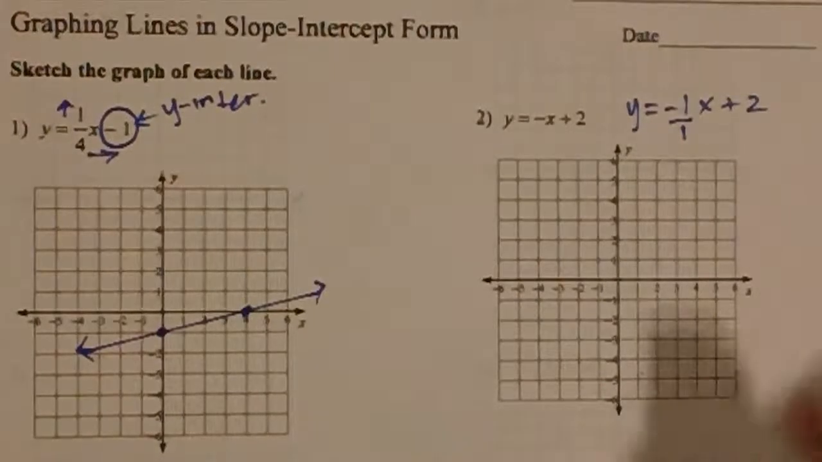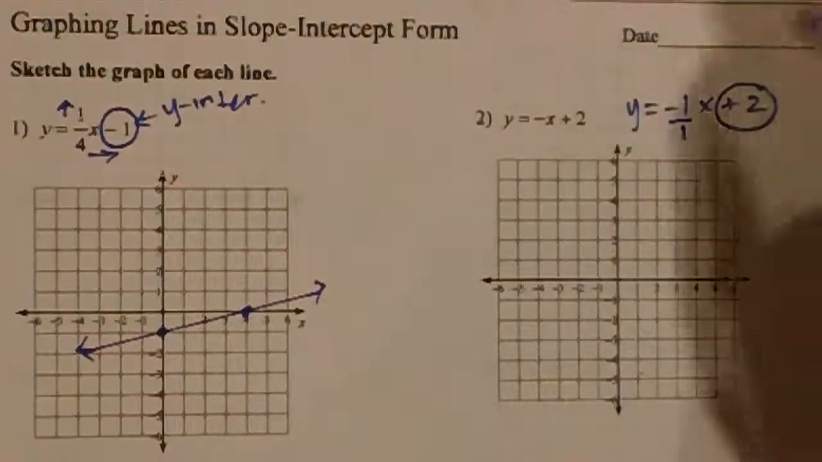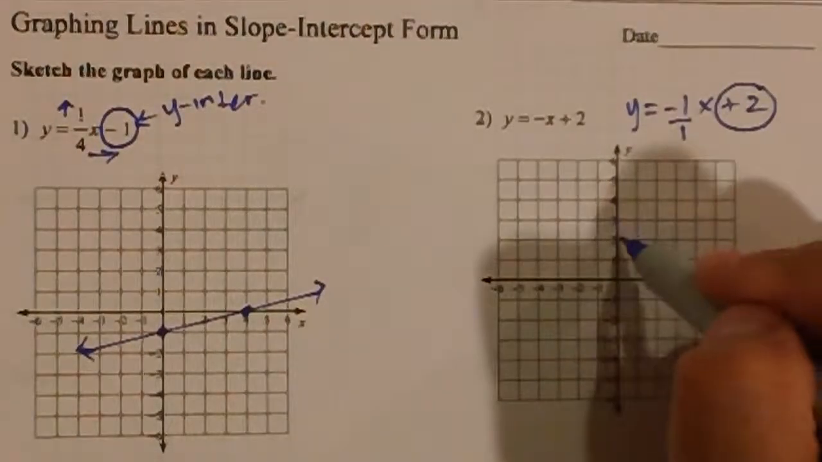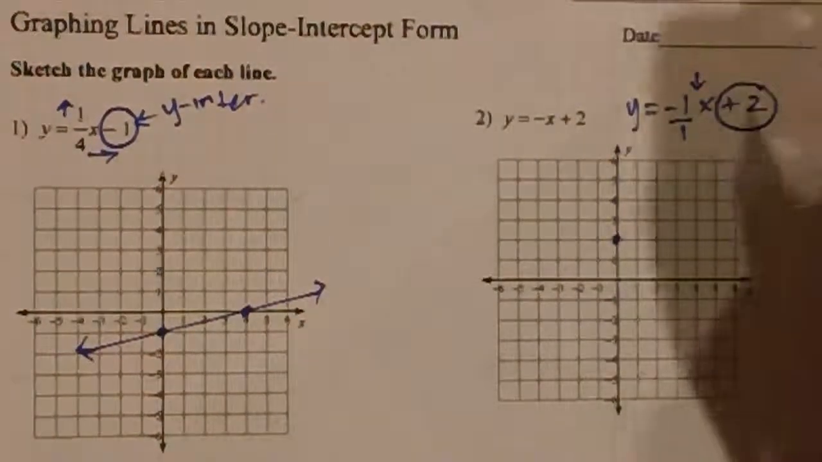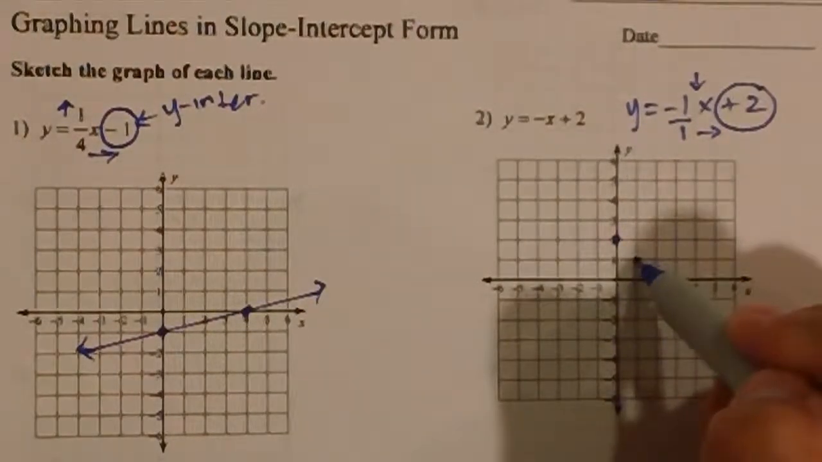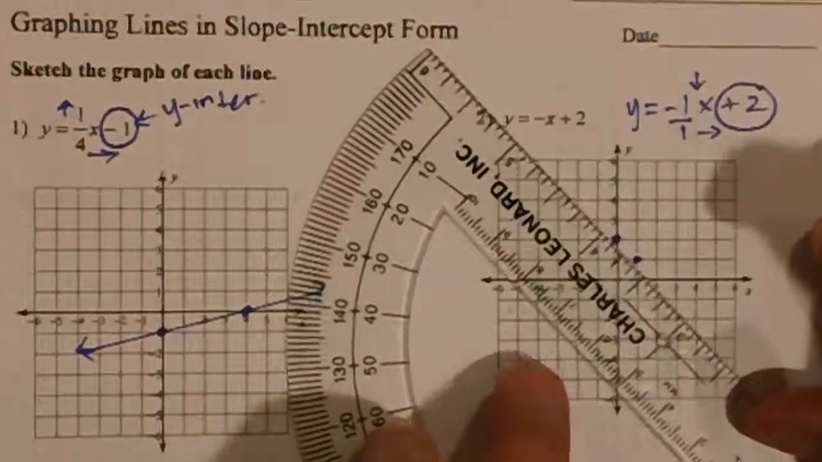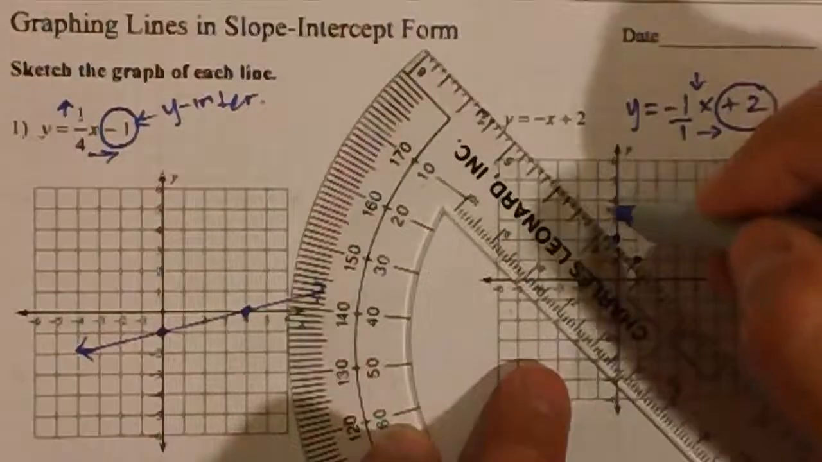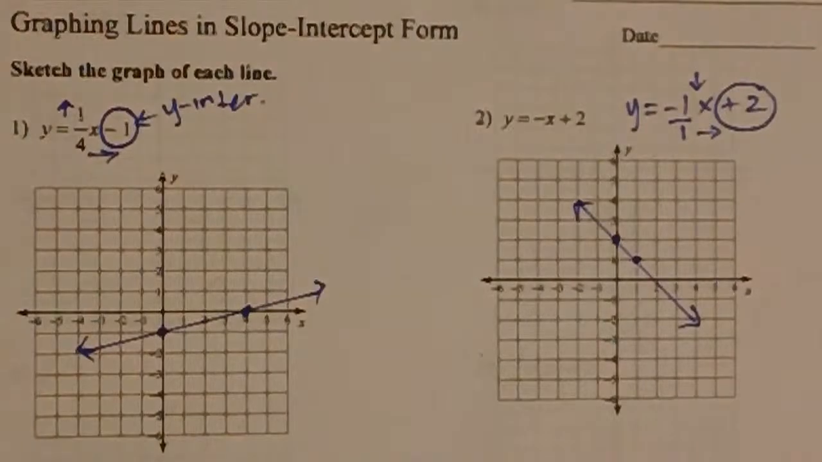So here we have our y-intercept, and that's our plus 2. We're going to go up 1, 2, and place a dot. Then this -1 tells us we're going to go down 1, and we're going to go over to the right 1. So we go down 1 and 1 over. Then we've created our 2 dots, and that's all we need. Go ahead and graph that out. And that's it.